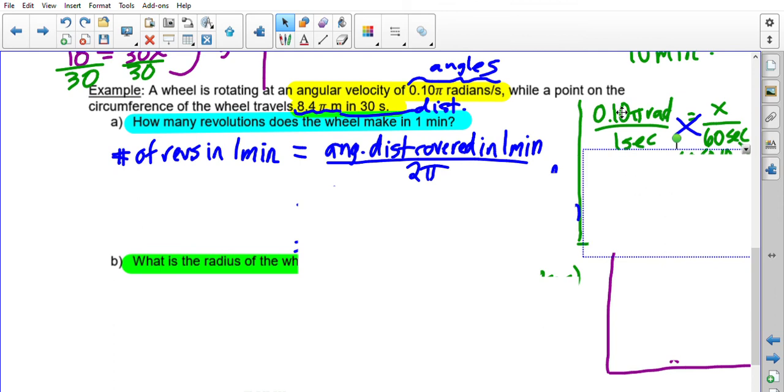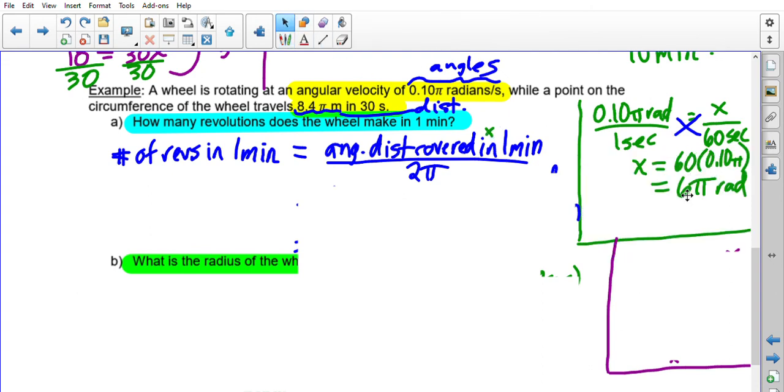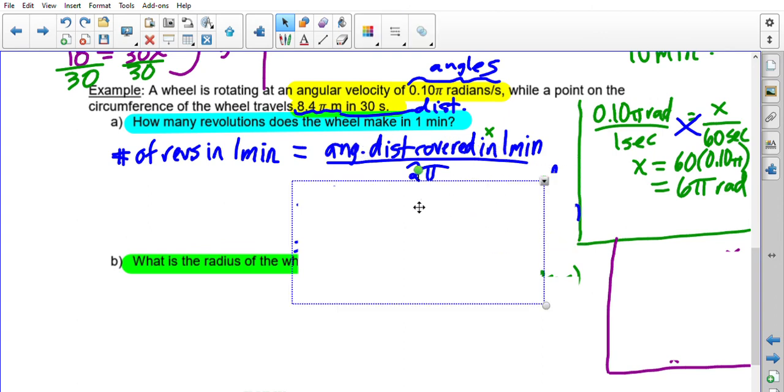Okay. So we're going to say we know it travels 0.10 pi rads in 1 second, and that should be equivalent to x, our unknown, divided by 60 seconds, because that's 1 minute. Okay, so we're solving for x here. All right, so you should get 60 times 0.10 pi, and that gives us 6 pi. Okay, so you can just leave it in the 6 pi form.